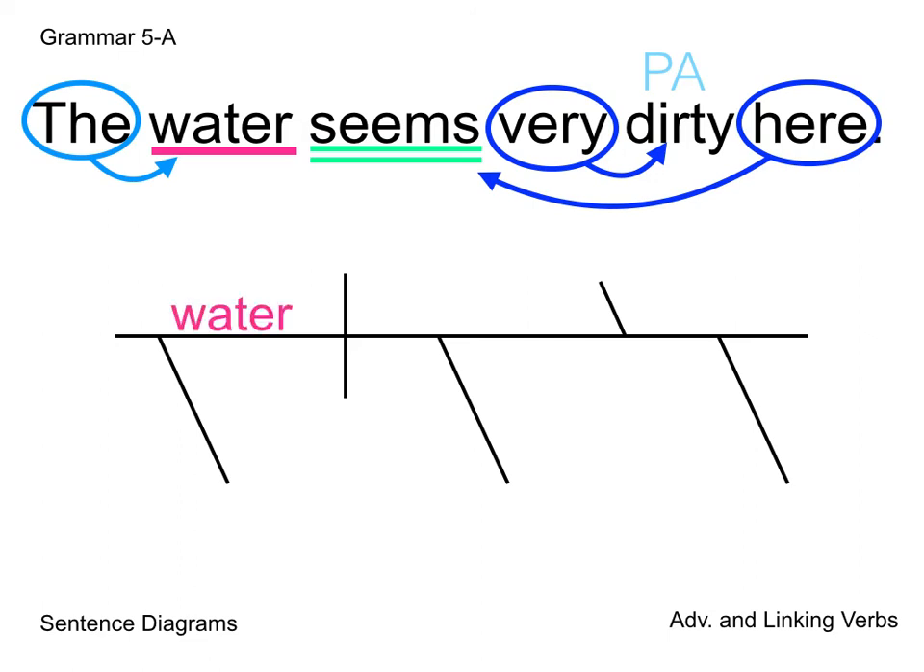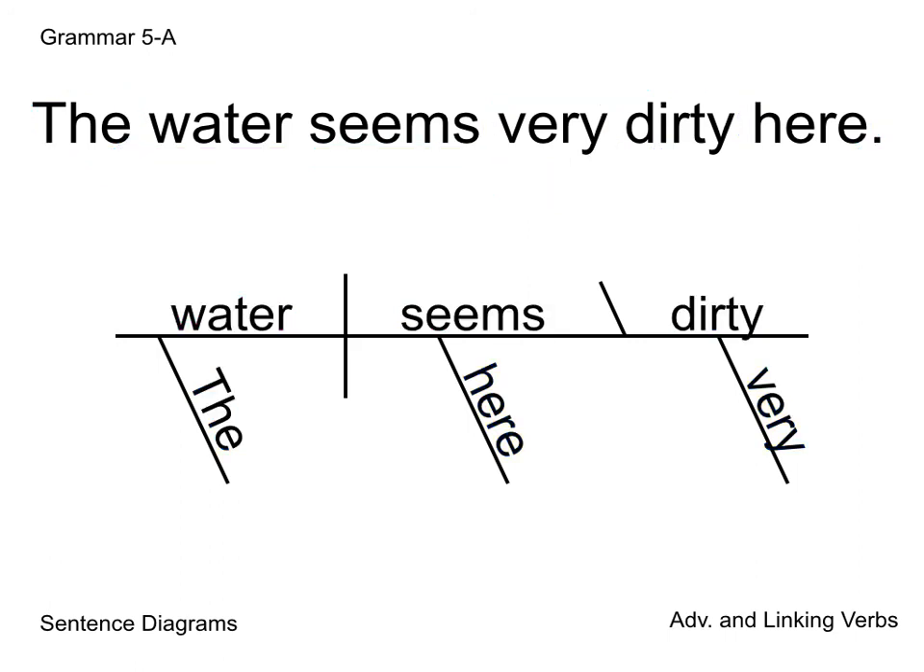We have water seems dirty. Like I said, all of our important words on that baseline. This is the core of our sentence. And then we can fill in our modifiers, which gives us extra information about this sentence. So the water here is modifying the state of being, and then very tells to what extent the water is dirty. So here we have our sentence diagram, and we're all done.